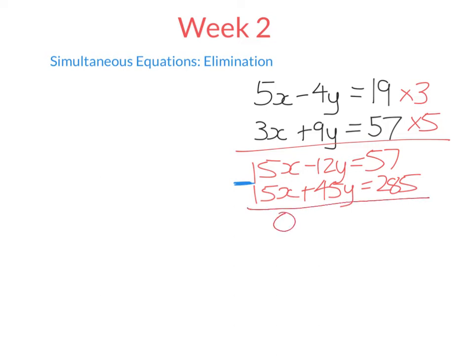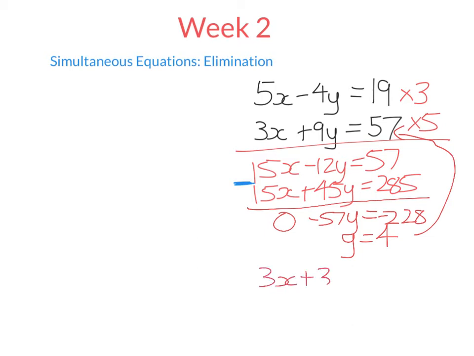15x minus 15x is 0. Minus 12y minus 45y gives me minus 57y. 57 minus 285 gives us minus 228. Dividing by minus 57 gives y equals 4. Now I substitute into any of the equations, I'll just pick this one here, to find x. So 3x plus 9 times 4 equals 57. Subtract 36, divide by 3, you get x equals 7. So y equals 4, x equals 7 satisfies both of these equations at the same time.